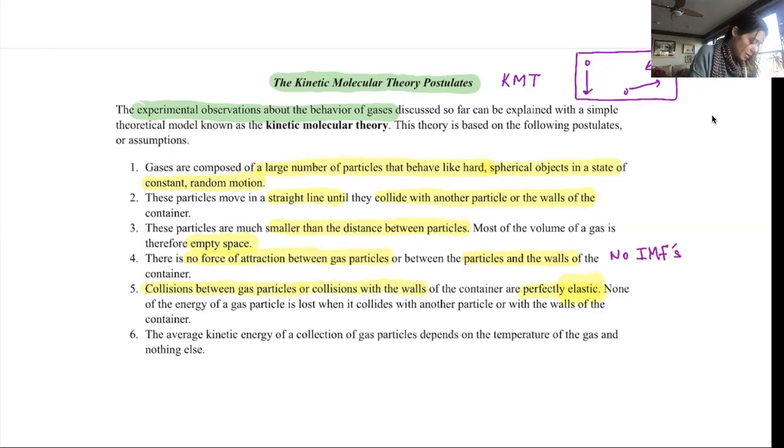And then the last postulate states that the average kinetic energy of the gas particles is dependent upon the temperature and nothing else.